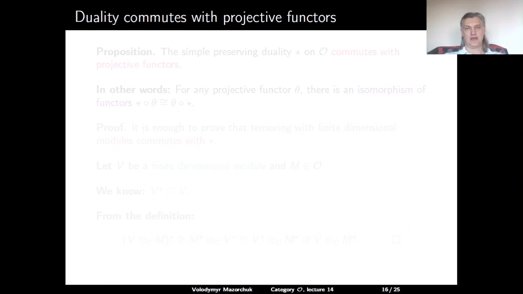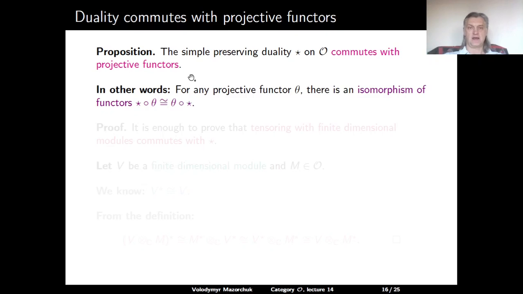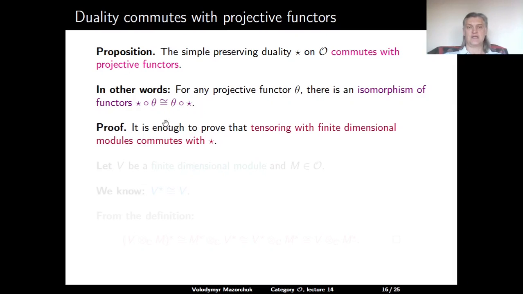Now let us go back to category O. First of all, let us show that the simple preserving duality on O commutes with projective functors. In other words, for any projective functor θ, there is an isomorphism of functors: duality after θ is isomorphic to θ after duality. Of course, it is enough to prove that duality commutes with tensoring with finite dimensional modules, since projective functors are direct summands of tensorings with finite dimensional modules.